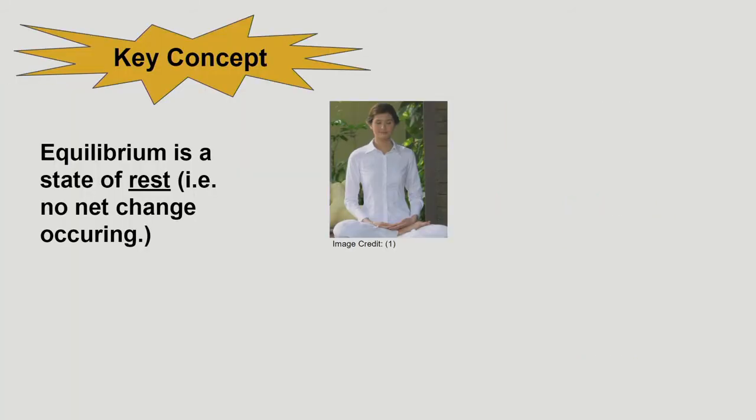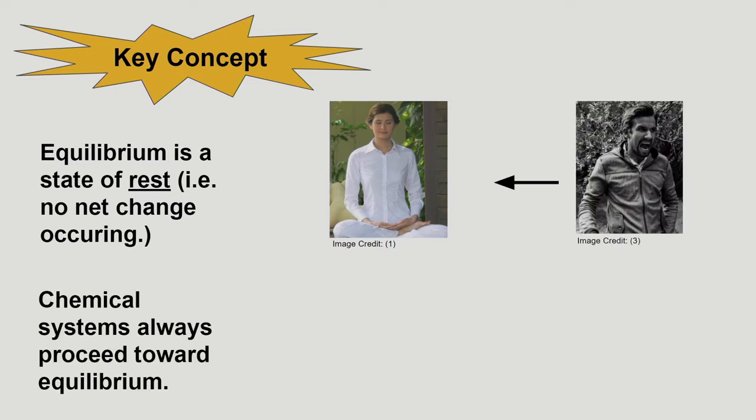And a key point in this conception of equilibrium being a state of equal balance is that it is also a state of rest. That is, that there's no net change occurring. And in thermodynamics, a central point is that systems are always moving towards this state of rest. Perhaps unlike you or I in our mental states, chemical systems always proceed towards a state of equilibrium.